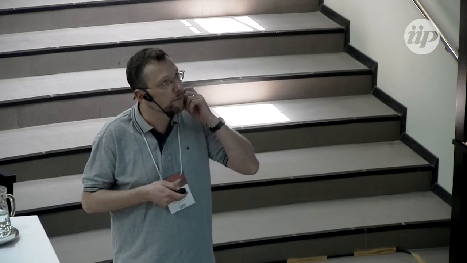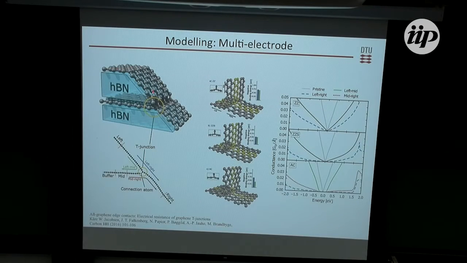One of the latest extensions we are going into is to look at multi-electrode systems. For instance, we have looked at a system like this that the experimentalists were thinking they could make. They haven't made it yet, but this is a T-junction between graphenes, and you can treat this as a four-probe system where you have one electrode here, and one here, and then you can calculate the conductance between each of these electrodes and look, for instance, at what happens if I have a different interface structure here, what happens to the transmission and so on. So that's just to show one trend we are taking.